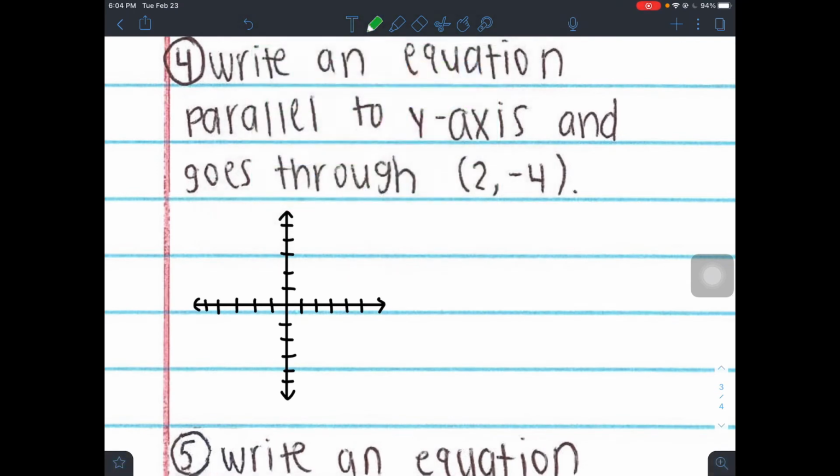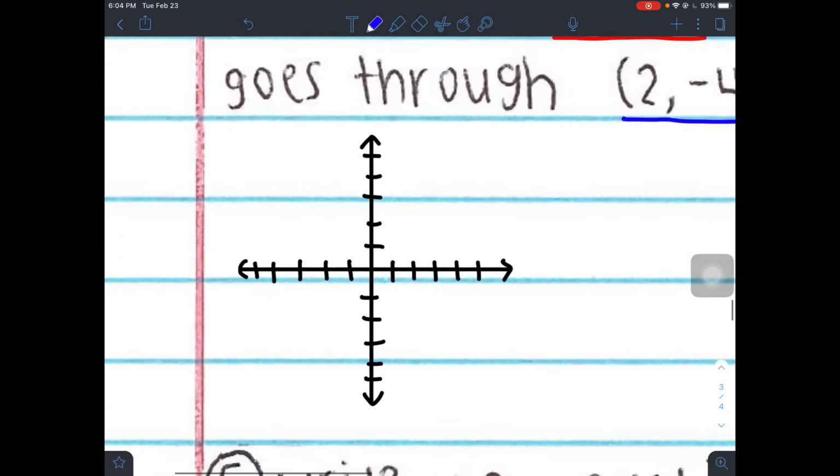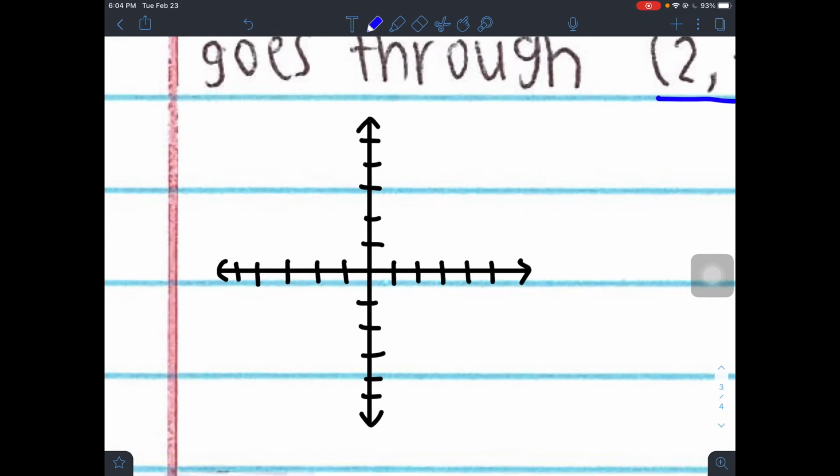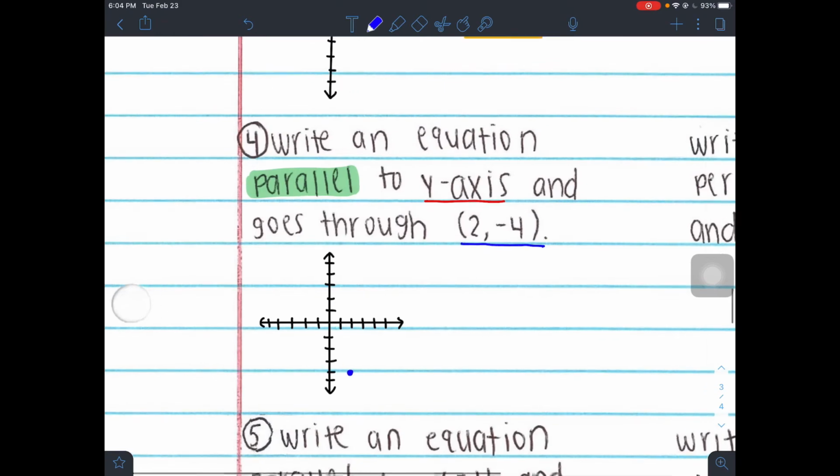Okay, so this one we want to make a parallel equation. So create a line that's parallel to the y-axis, and it goes through the point (2, -4). Okay, so let's plot the point first. So we want (2, -4). So +2, -4 is going to be located right here. And we want this to be parallel to the y-axis.